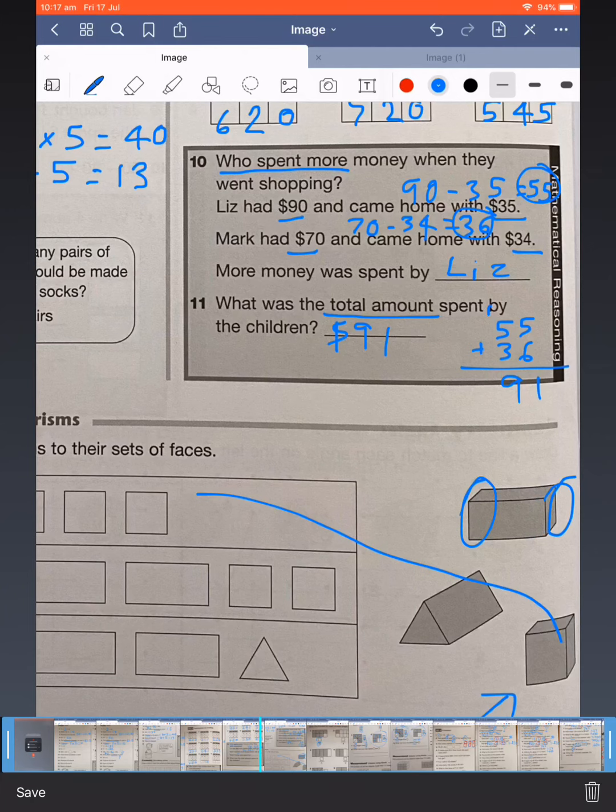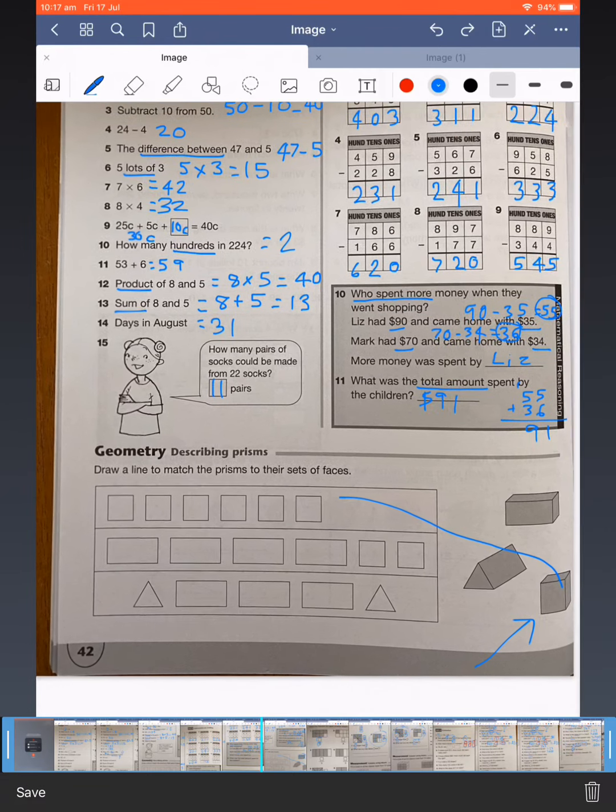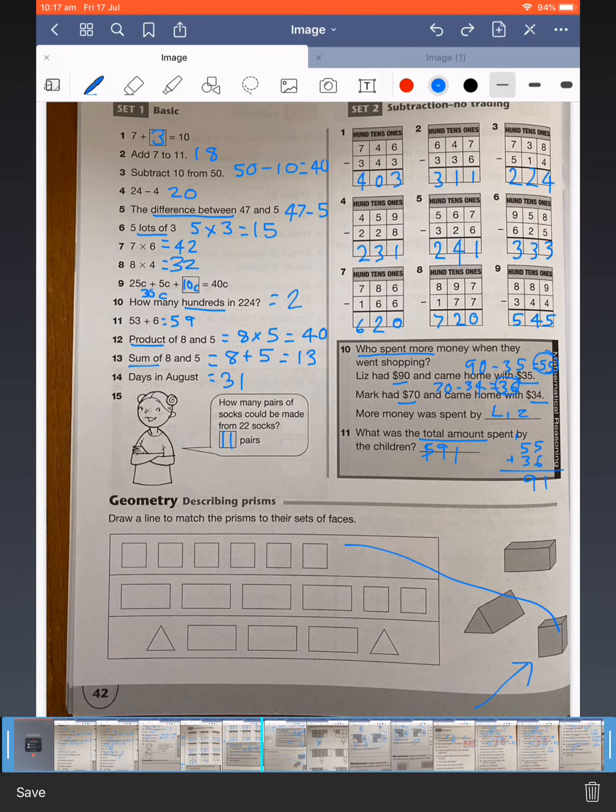So let's have a look. 4 rectangles and 2 squares. Here we go. That is our square-based prism. Very good. And now this one here we have is a prism as well. So we've got the rectangles on each face.